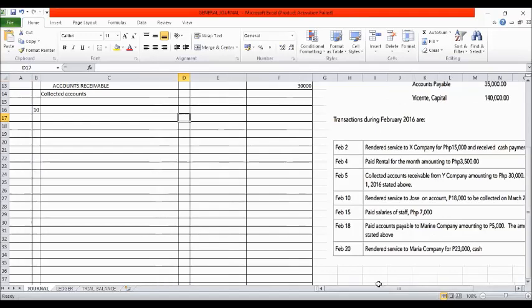Ano kaya ang i-debit at i-credit natin? Si Dakutan, Jerry, you want to try? You can unmute. Sige po. Account receivable po. I-debit or credit? Debit po. Okay. And then, how about our credit? Service ang re-render natin dito. So, ano kaya ang i-credit natin? Nag-render daw tayo ng service.